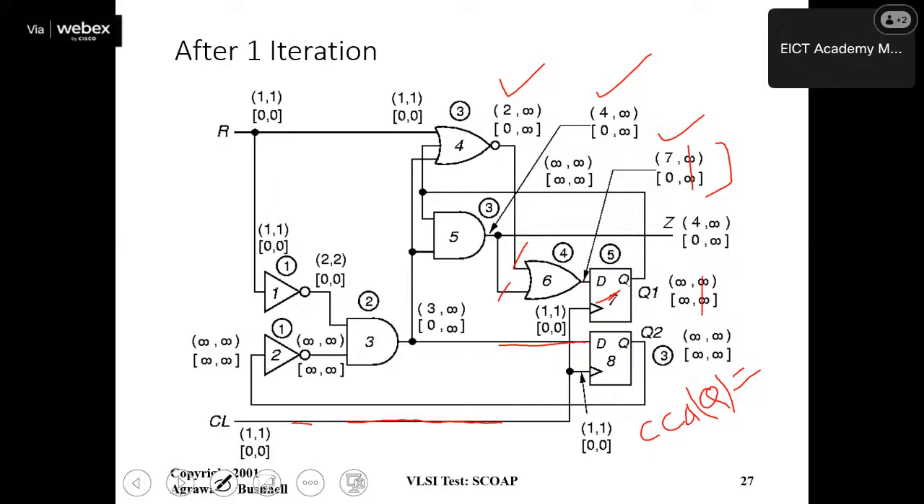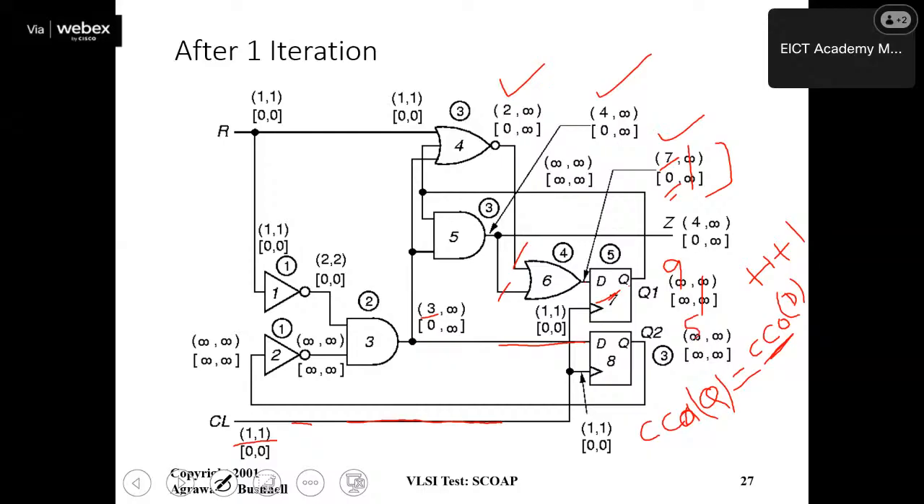What about CC0? I can calculate CC0 of Q with the help of CC0 of D that is available with us. So CC0 of D plus the active edge of the clock. The active edge of the clock in combination is 1 1, so it means 1 plus 1. And there is no gate level, so we will not do anything. So how much will we be getting? CC0 of D is 7 in this case and 3 in this case. So 7 plus 2 becomes 9 over here, and 3 plus 2 becomes 5 over here.